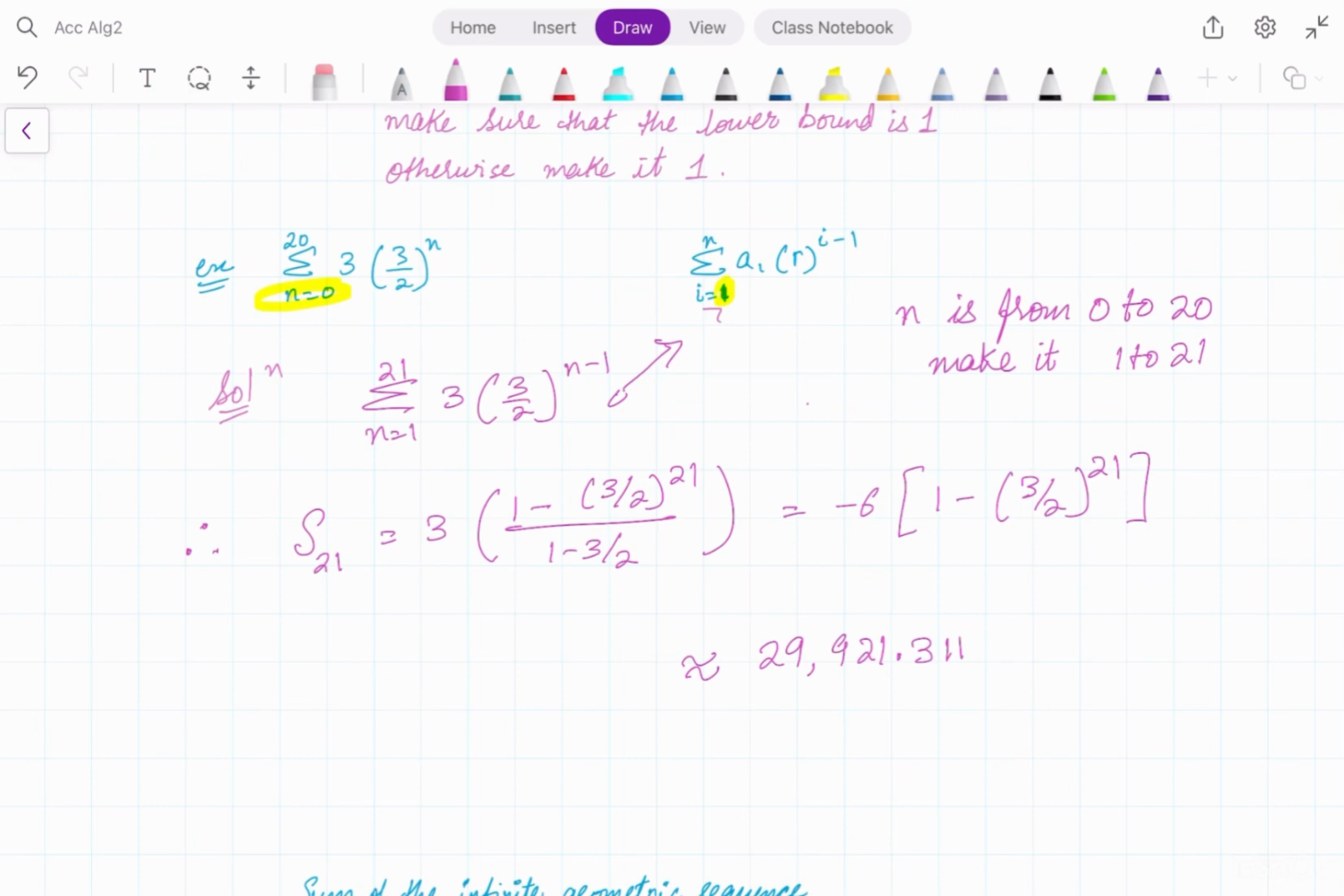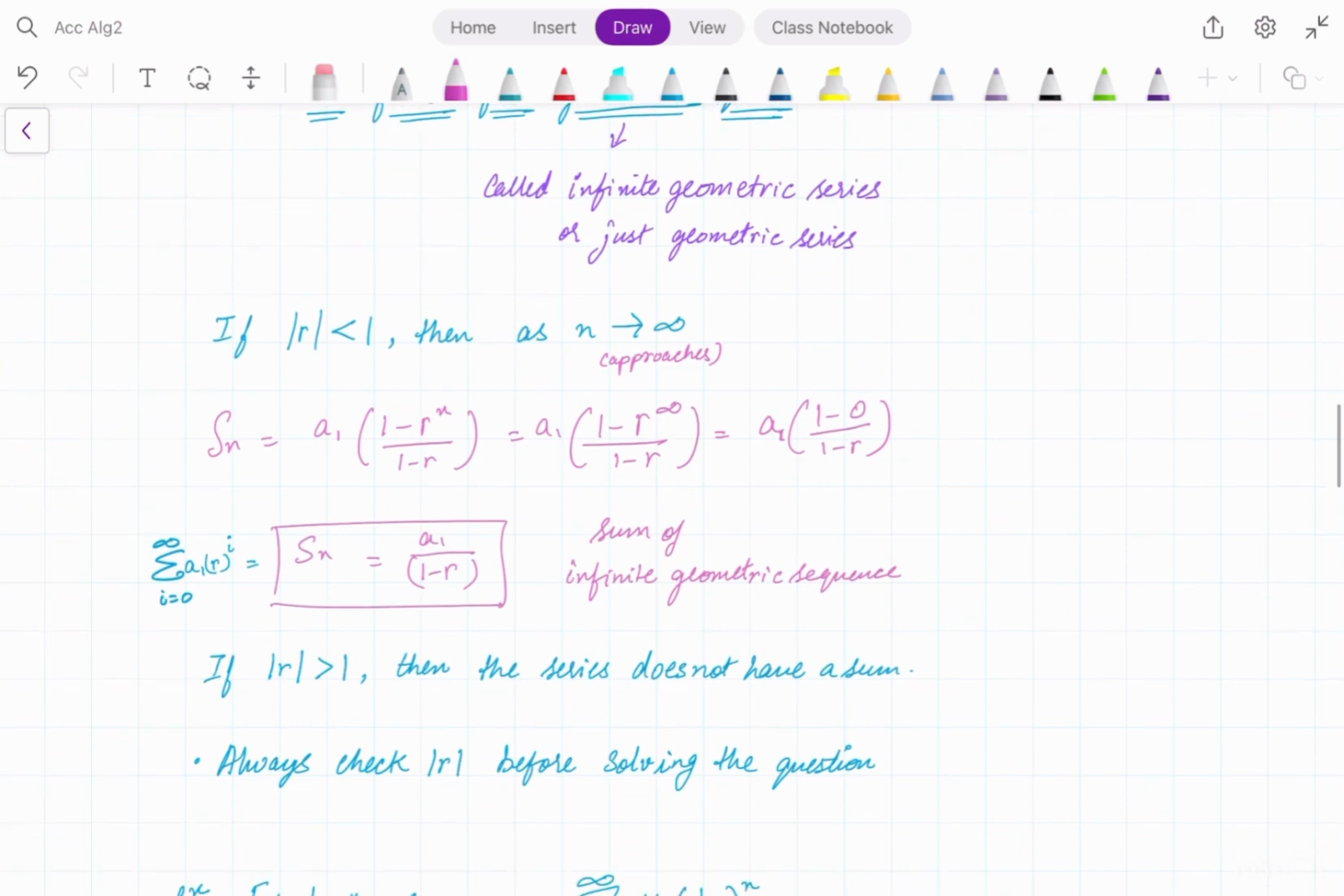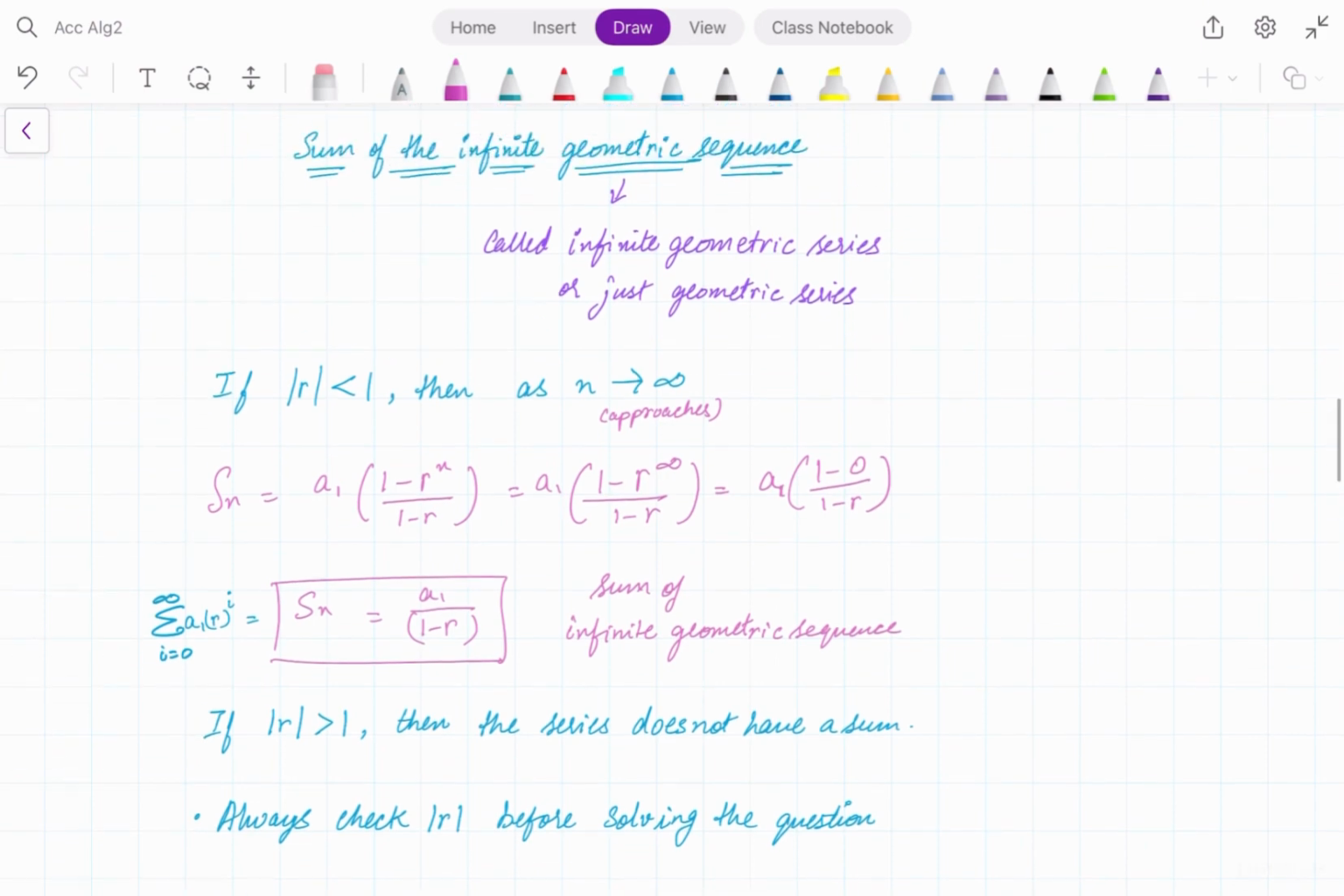Right? So again, the rule of thumb: if the lower bound is not 1, make it 1. Now let's talk about what happens in the infinite case. In the previous case we talked about the finite. Now we have the infinite, which is also simply called the geometric series.